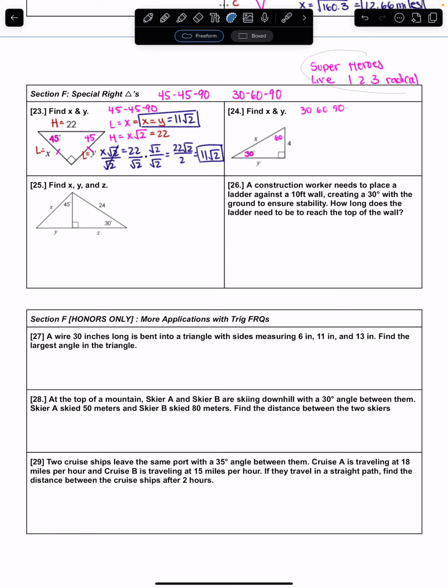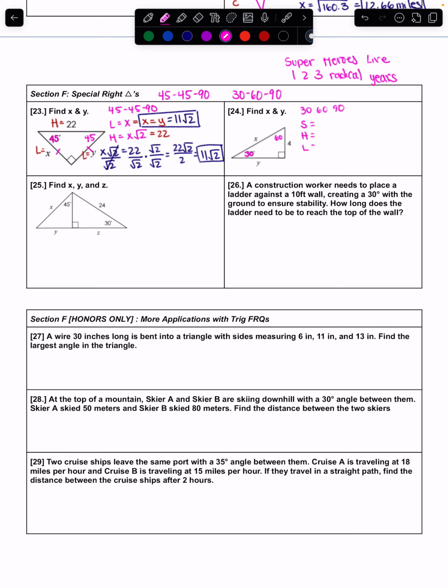Let me just move this over to there. Years. Okay, so this is where we use the saying: the superheroes live 1, 2, 3 radical years. S for super, H for heroes, L for live, 1, 2, 3 radical years. Okay, so that's why we have that saying.